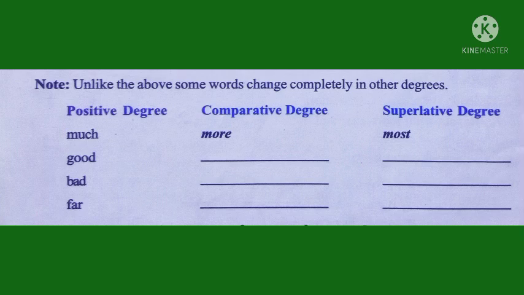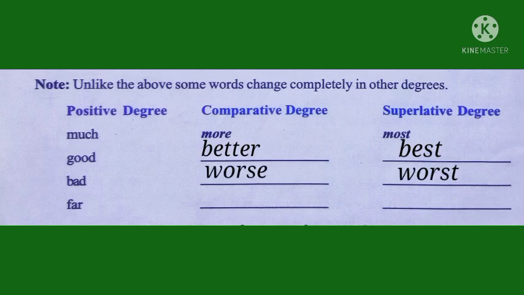Next, good, better, best. Bad, worse, worst. Far, farther, farthest. So these are all the words which are completely changed in other degrees. I hope children you understood very well.